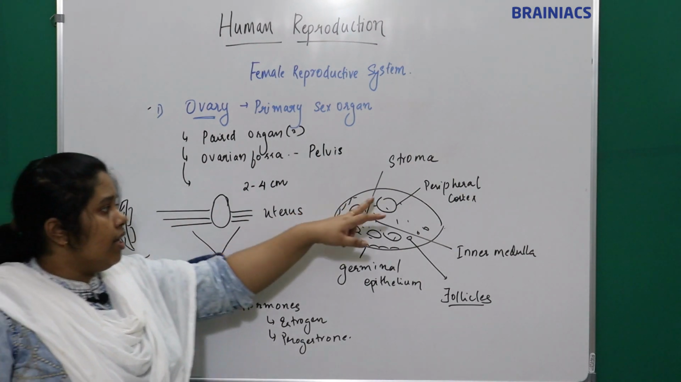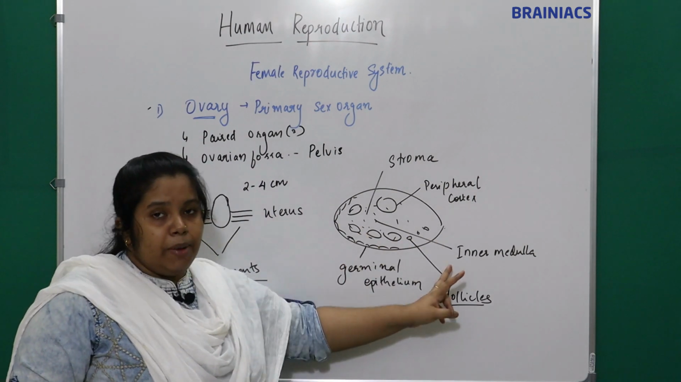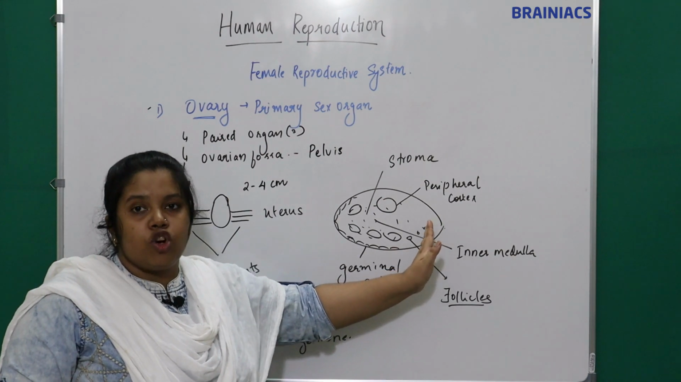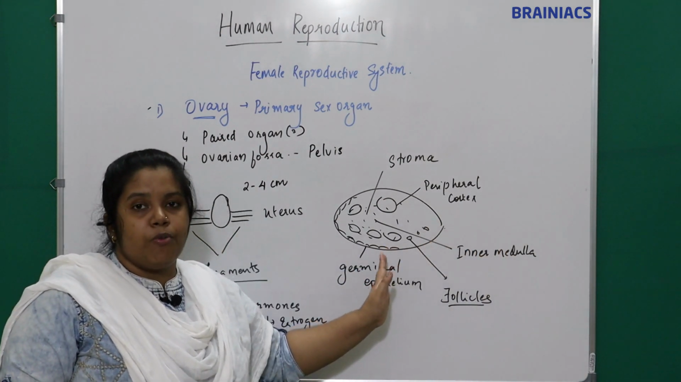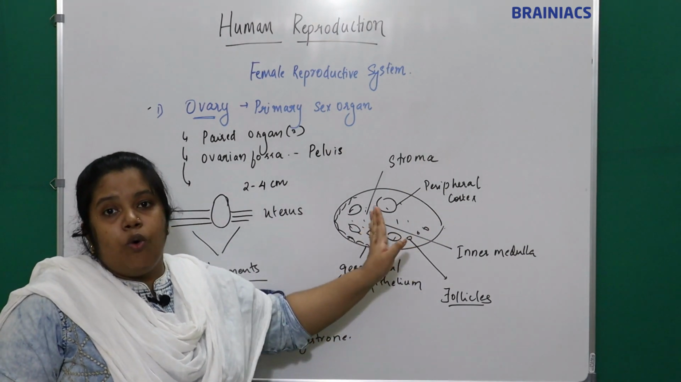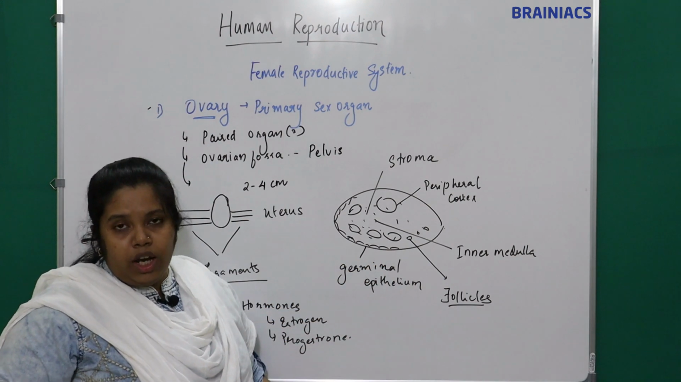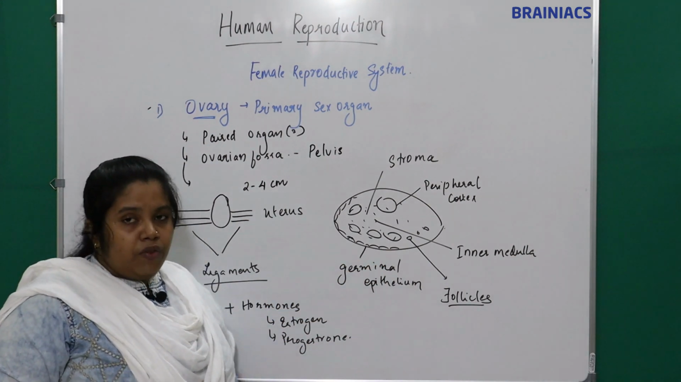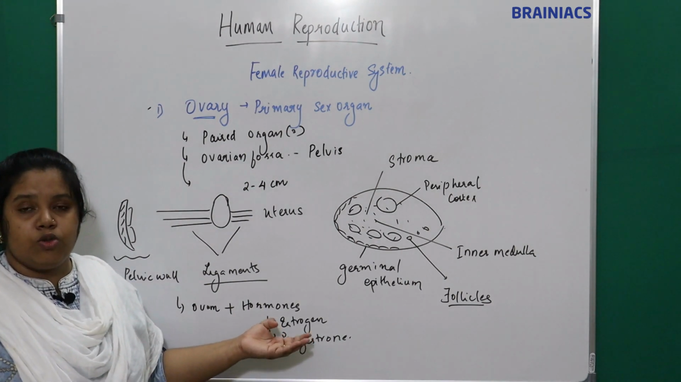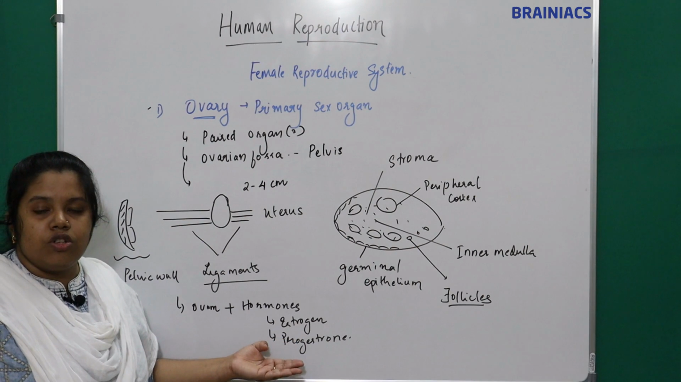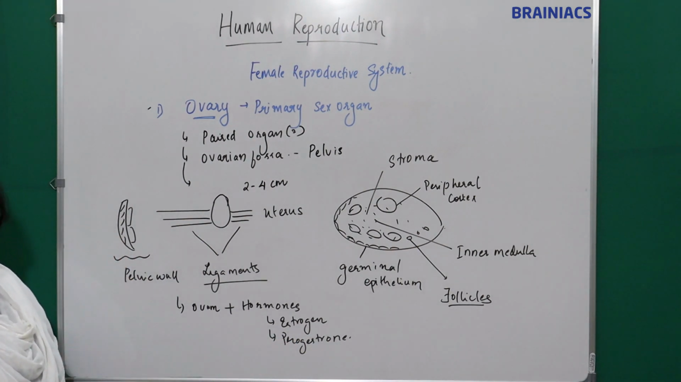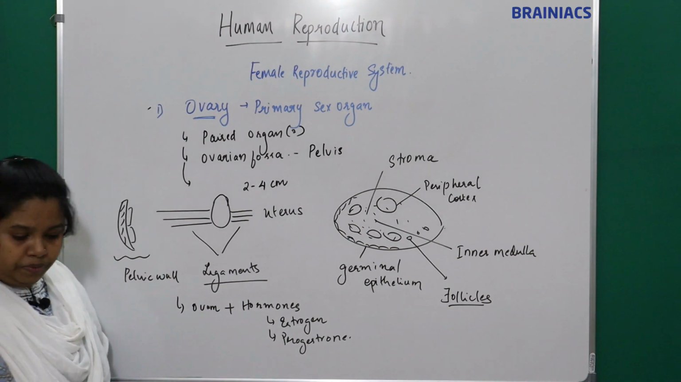So what is the lining? It is lined by germinal epithelium, and inside what does it have? It has stroma, right? The periphery of the stroma is called the peripheral cortex, and the inner part of the stroma is called the inner medulla. And inside the ovary what can we see? We can see the ovarian follicles in various stages. And what is the function of the ovary? The ovary will produce ovum, also female sex hormones. Which are the female sex hormones? Estrogen and progesterone. Understand? That is regarding the ovary.